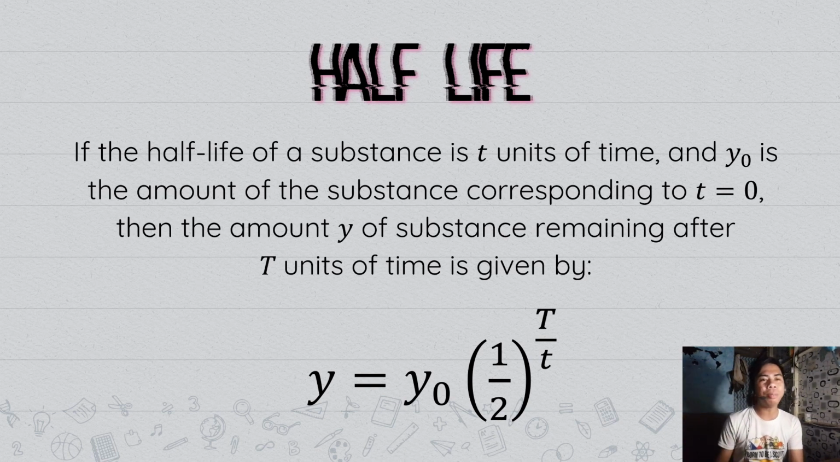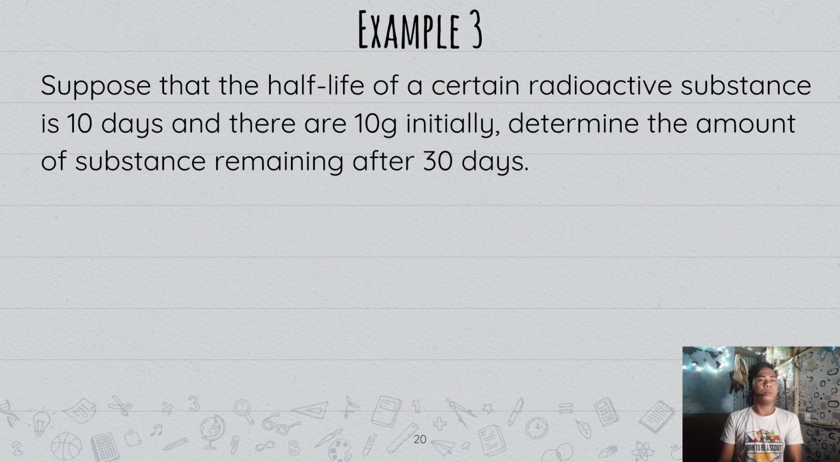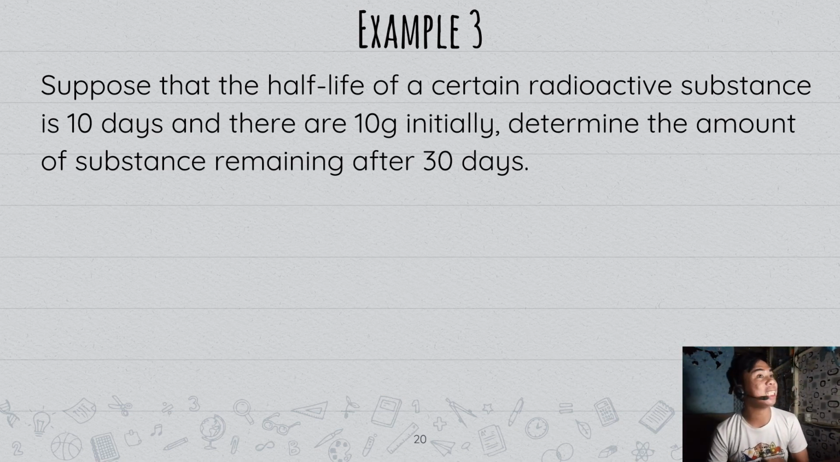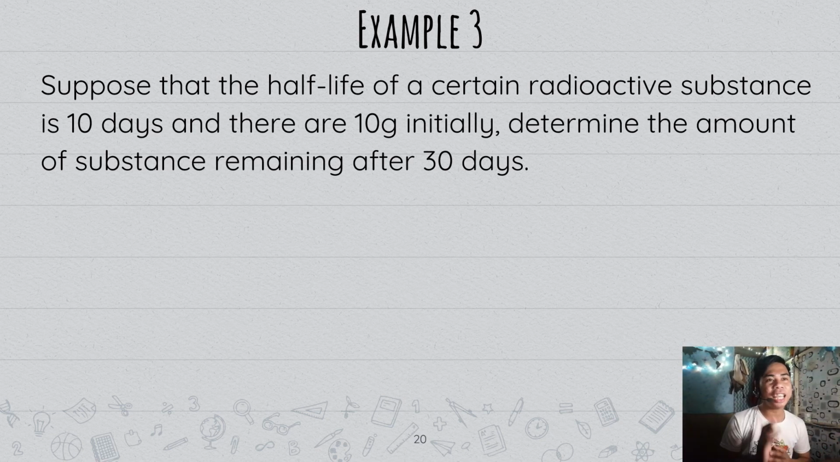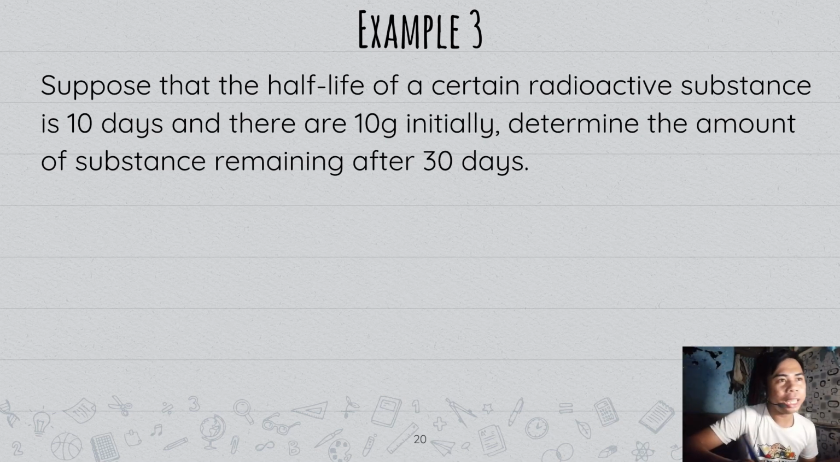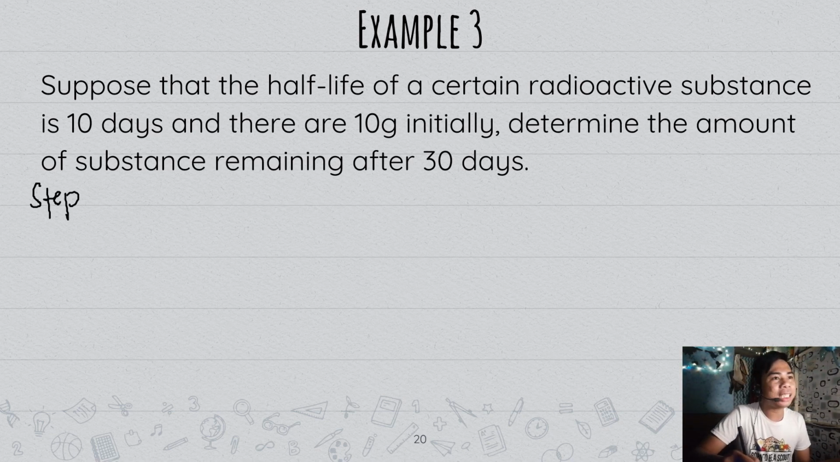So same process, we will be doing the same process also. We have here example number 3. Suppose that the half-life of a certain radioactive substance is 10 days and there are 10 grams initially. Determine the amount of substance remaining after 30 days. Again, there will be non-stop Polya's 4-step rule and problem solving in our discussion today. So we have step 1, what is asked? What is the amount of substance remaining after 30 days?